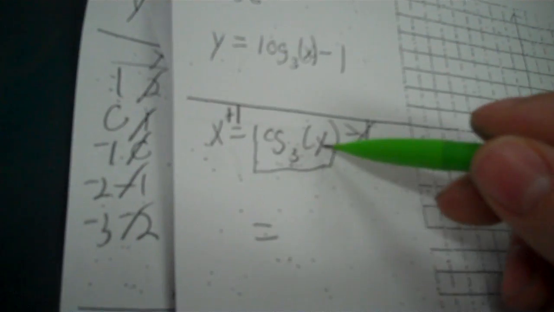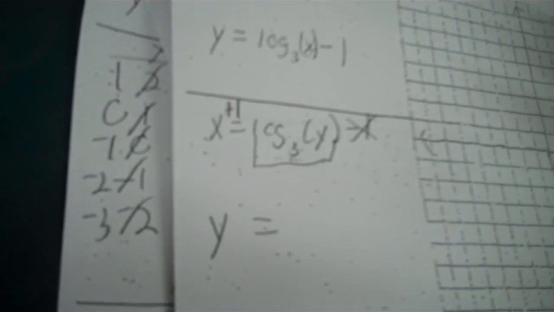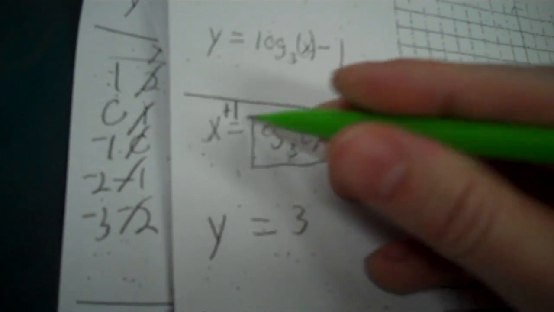Then you see to it that your log is isolated. Get that -1 out of there. You +1 over here. Now you rewrite it without the log. Whatever's in parentheses goes by itself: 3 to the x plus 1 power. Okay. Now set up the table as though you're going to graph it. Same as last problem.